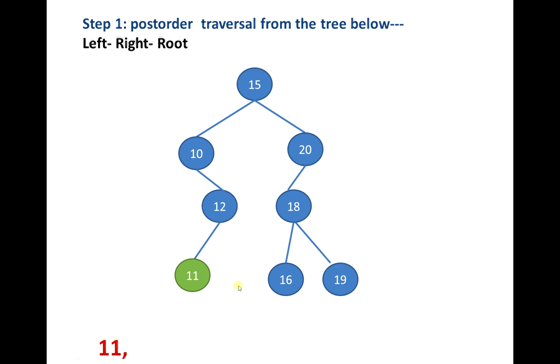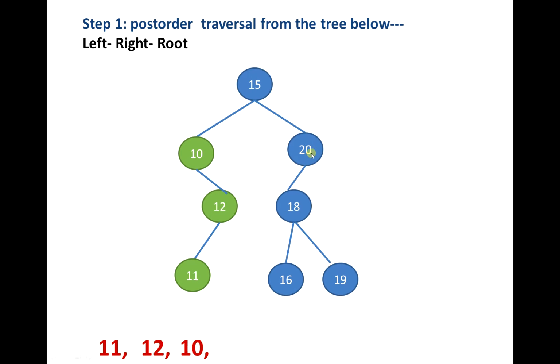Then there is no right, so we move to the root node 12. So we take that root. Again, this is already the right side node, so we move to the root 10. And next, the whole left subtree gets finished. So now we move to the right subtree.